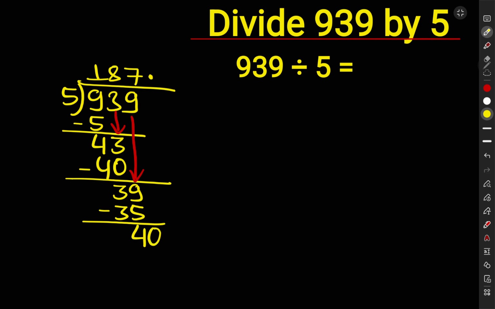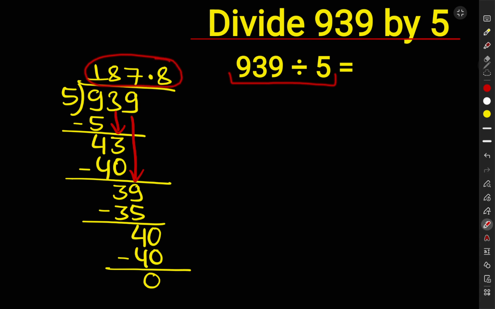So it is 40 and 5 times 8 is 40. On subtracting we get 0. So 939 divided by 5 is 187.8.